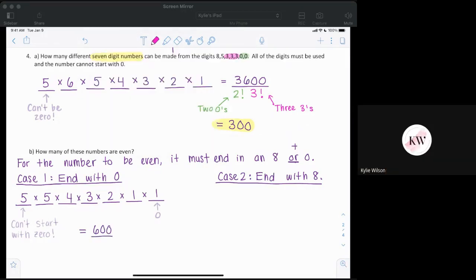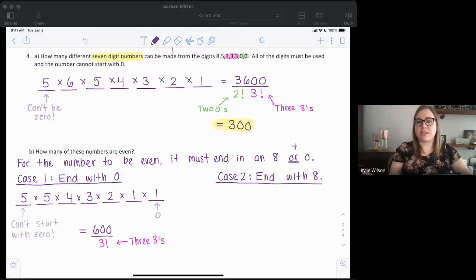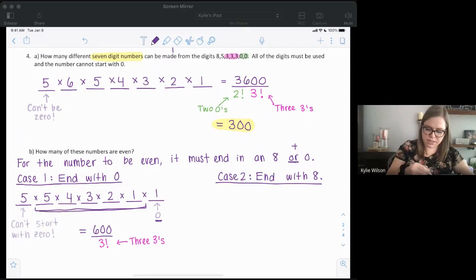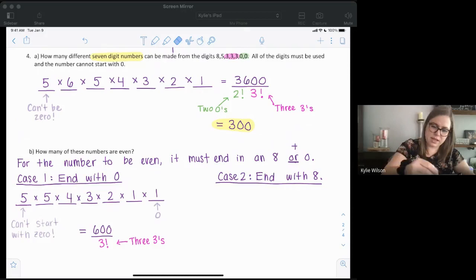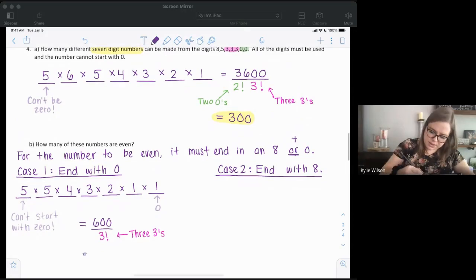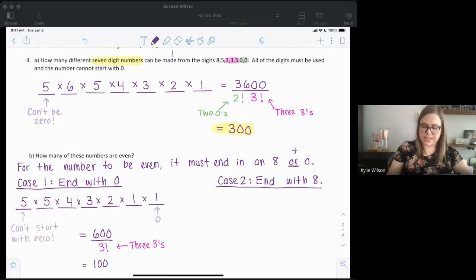And then I need to divide by 3 factorial because of the 3 threes. Now to reiterate, the reason why I'm not dividing for the 0 is because I assigned one of the zeros here and the other 0 is living in this middle part. So the part that's variable and can switch around only has 1 zero in it, so it's not a duplicated term anymore. So then this will be 100. So there's 100 ways for the number to end in a 0.